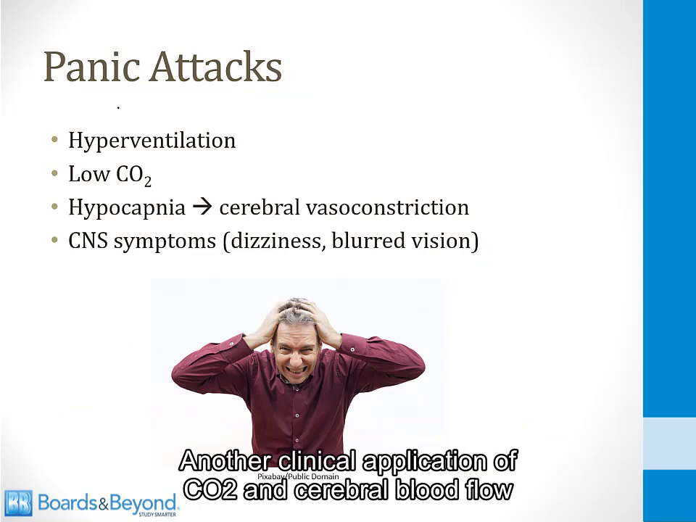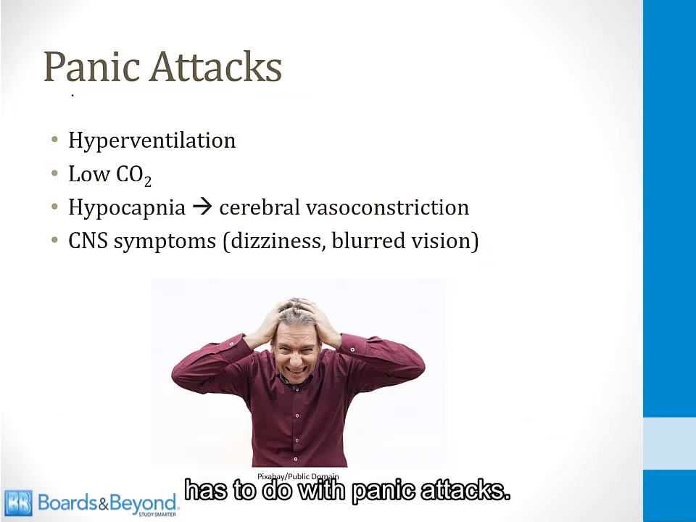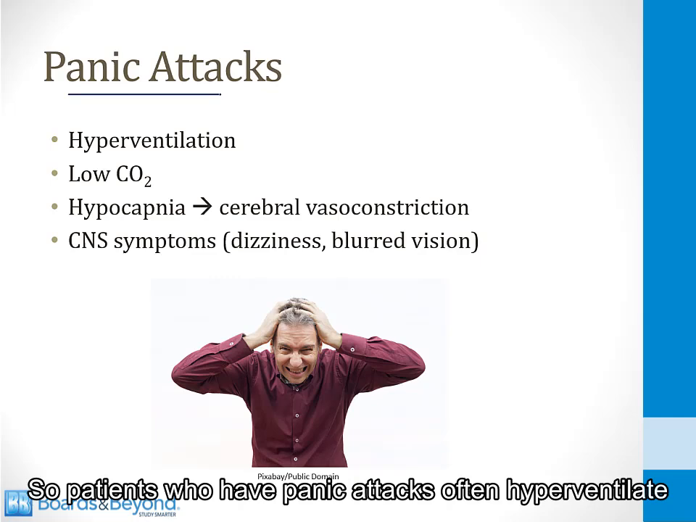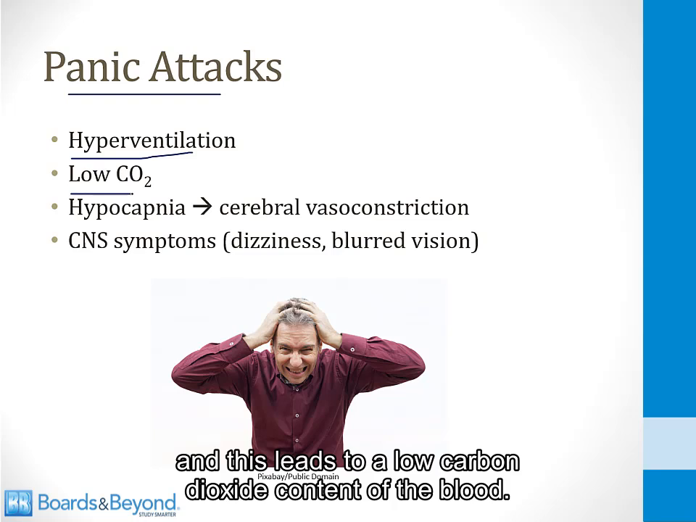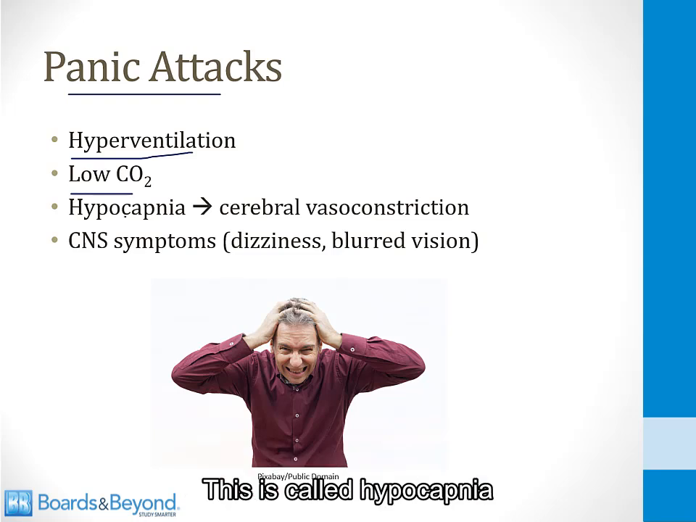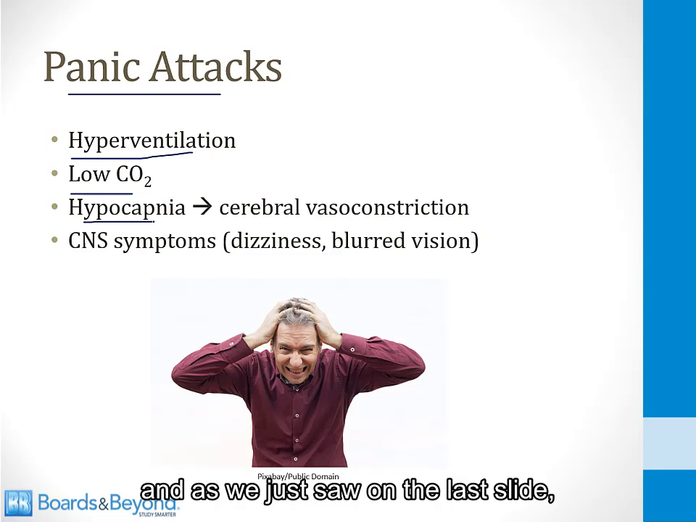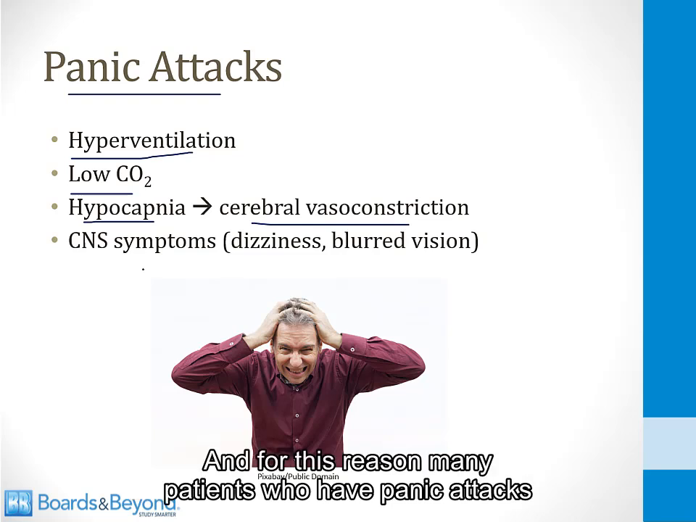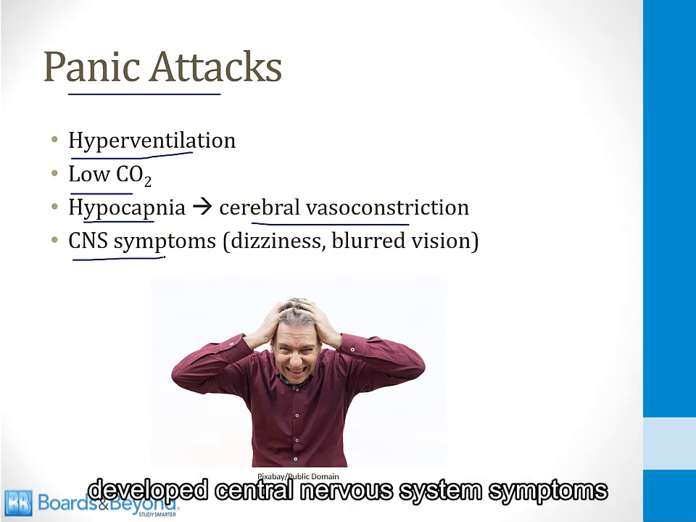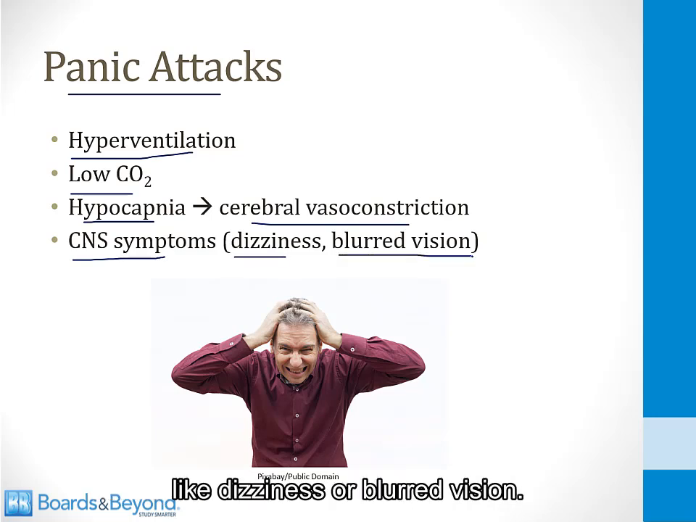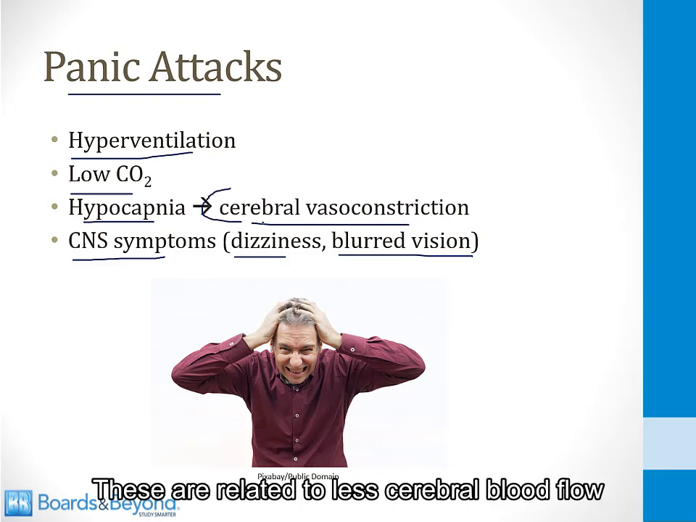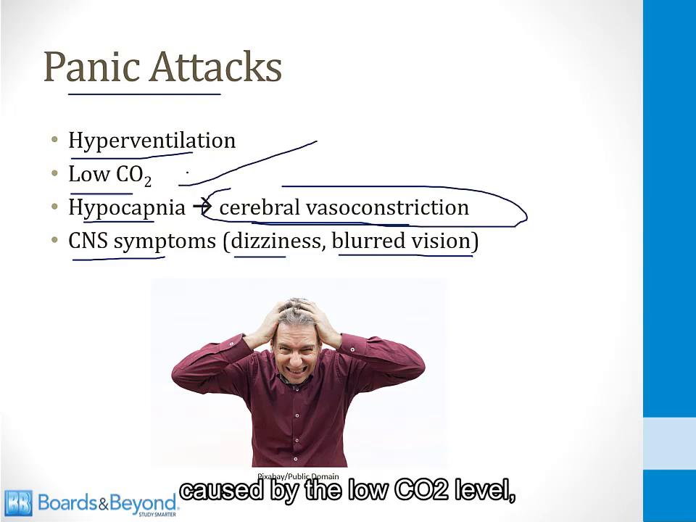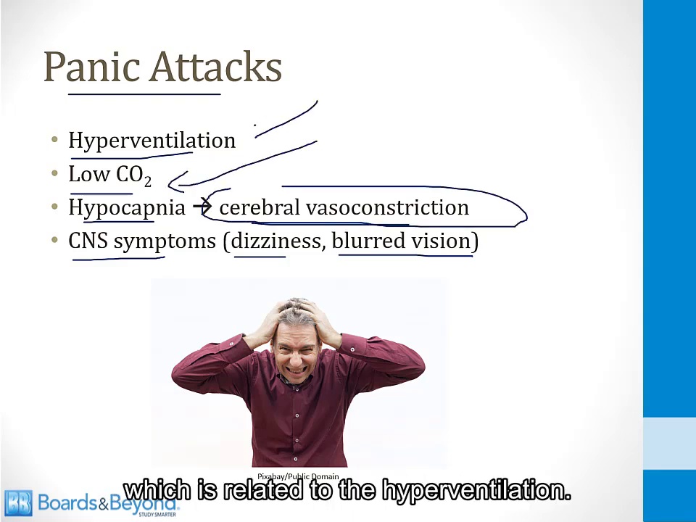Another clinical application of CO2 and cerebral blood flow has to do with panic attacks. So patients who have panic attacks often hyperventilate, and this leads to a low carbon dioxide content of the blood. This is called hypocapnia, and as we just saw on the last slide, this leads to cerebral vasoconstriction. And for this reason, many patients who have panic attacks develop central nervous system symptoms like dizziness or blurred vision. These are related to less cerebral blood flow caused by the low CO2 level, which is related to the hyperventilation.